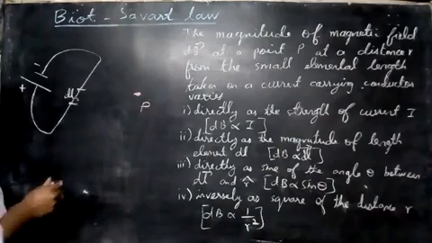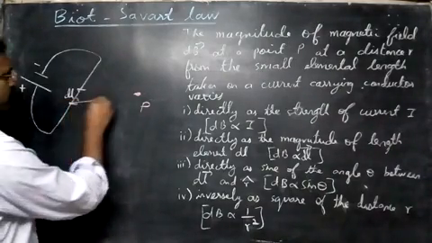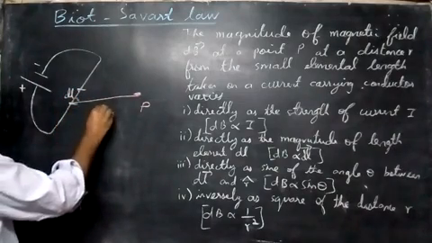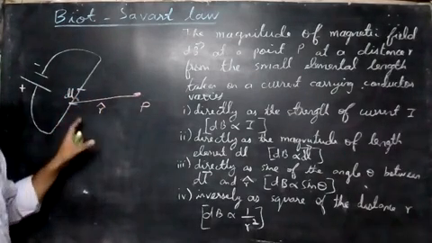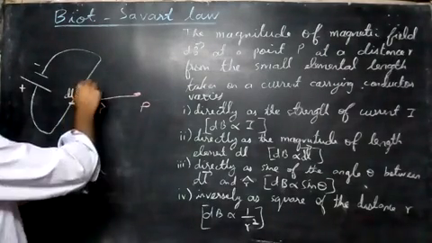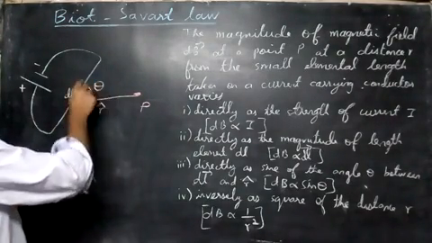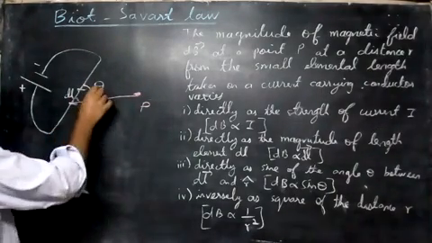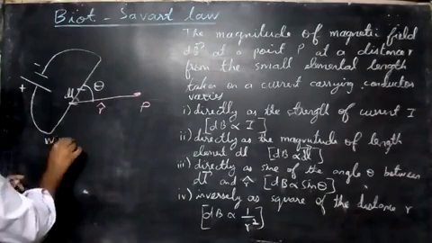The distance of this point P from this small element dl is r cap. That will be the distance here. So there is an angle here between this wire and this distance, and that angle is theta. This is the wire here.